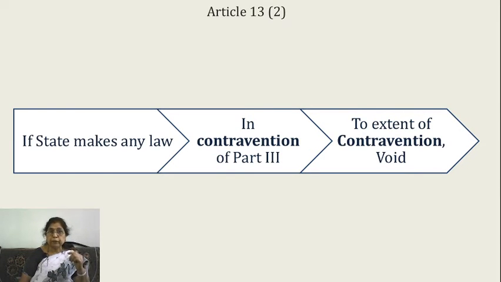13(2) says that further, after the commencement of the constitution, the state shall not make any law which abridges or takes away any of the rights conferred by this Part 3. And if any law is made in contravention of Part 3, then to the extent of that contravention, that particular law will be void. So, it gives a guarantee that the state shall not make a law in future which violates our fundamental rights. In case it does so, that part which violates the fundamental rights under Part 3 will be void to the extent of the contravention committed by the state. This is 13(2).